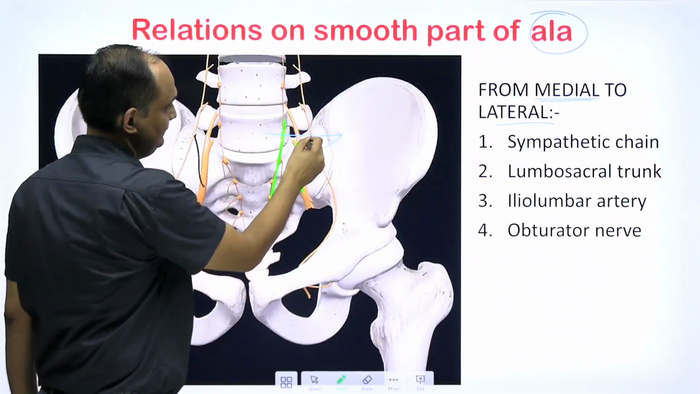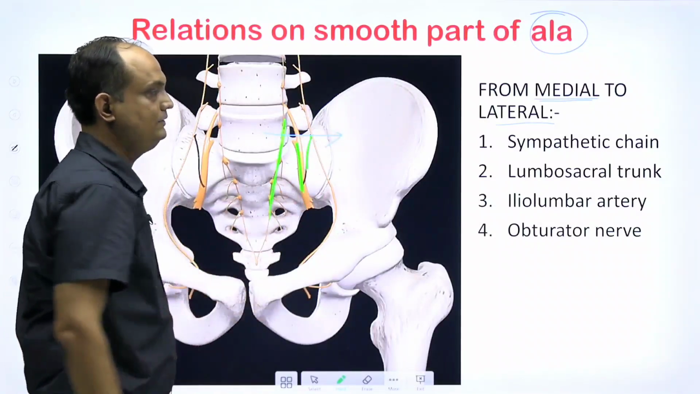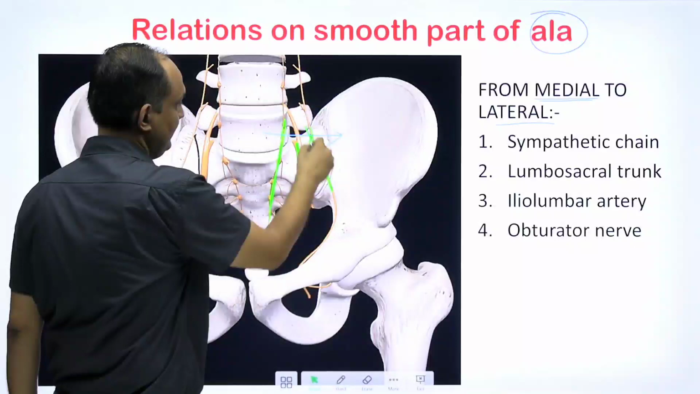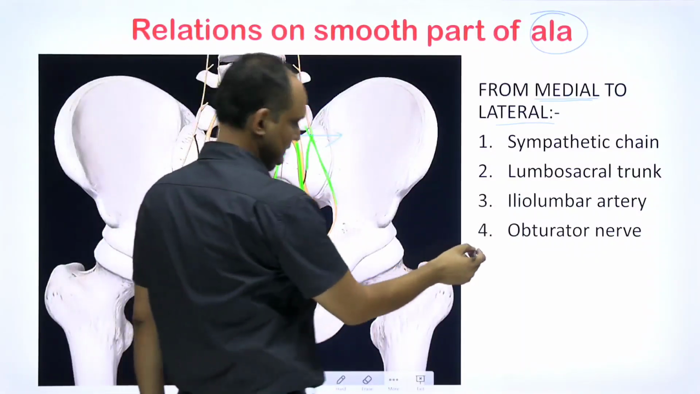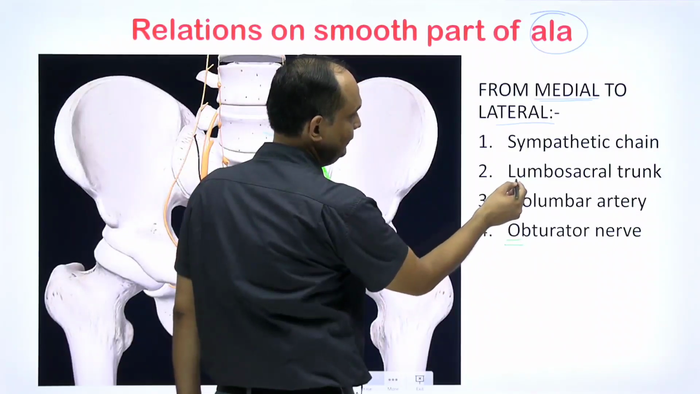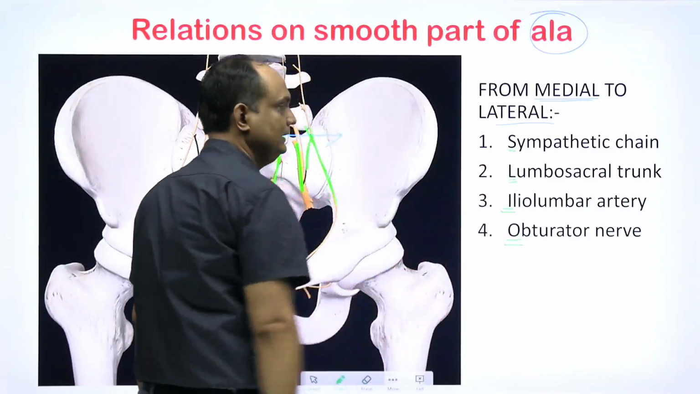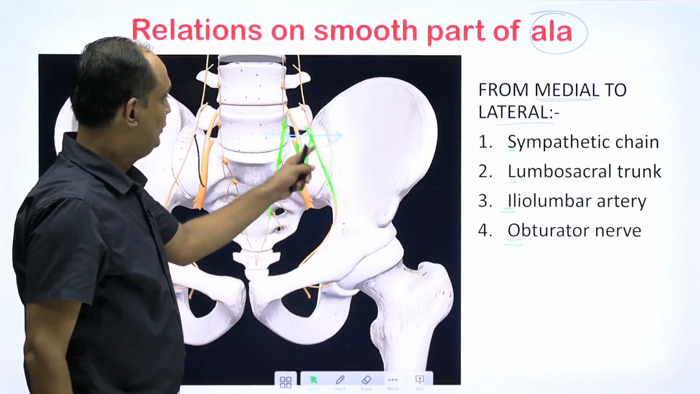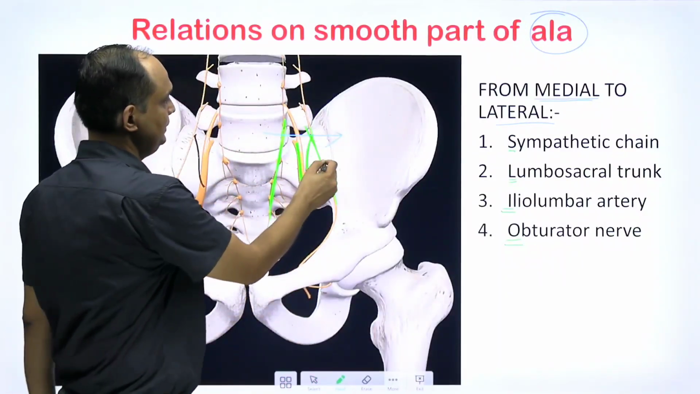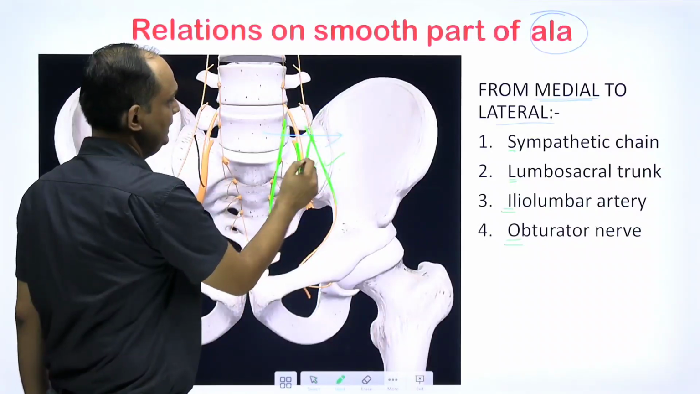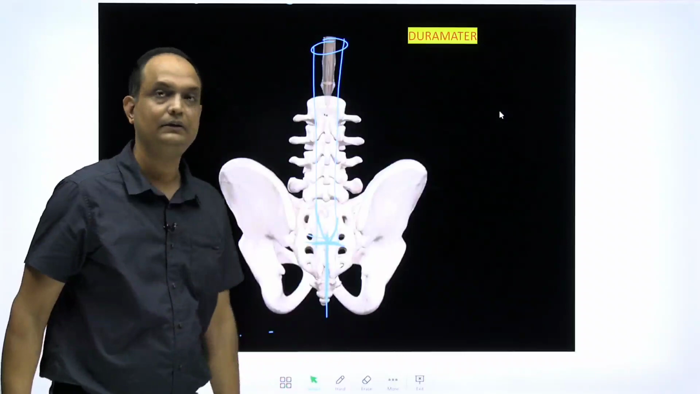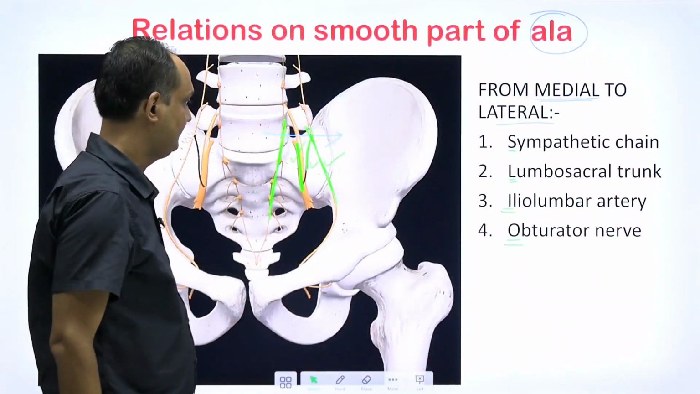Then next to that, you have this red line, which is your artery known as the iliolumbar artery, and next to that you have the obturator nerve. So, how to remember? You can remember it like OILS. O is obturator, I for iliolumbar, L for lumbosacral trunk, and S for sympathetic chain. So, from lateral to medial it is OILS: obturator nerve, then iliolumbar artery, then lumbosacral trunk, and that is the sympathetic chain or sympathetic trunk.